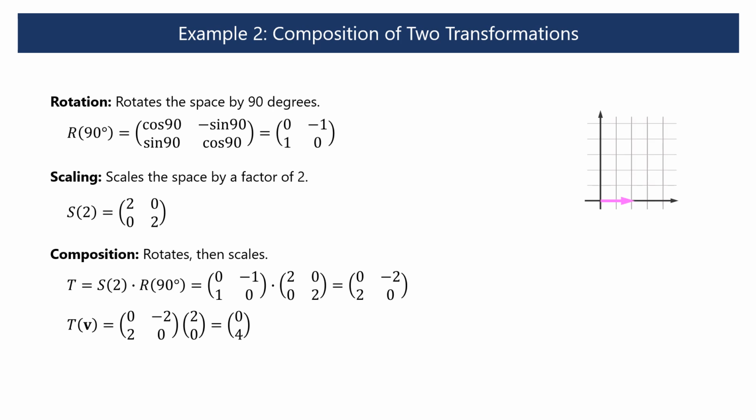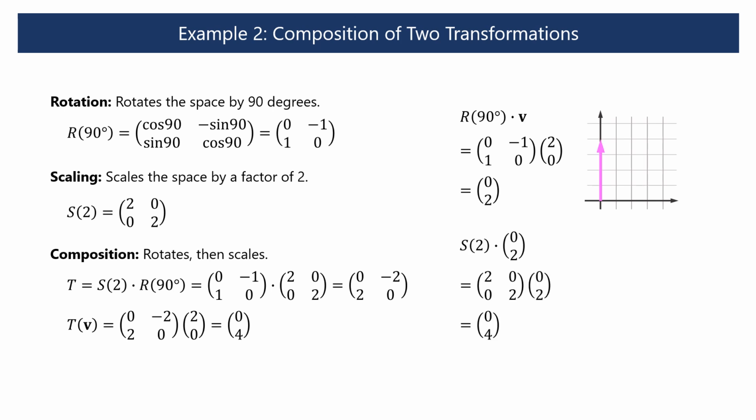Let's confirm that this operation is a composition that rotates, then scales. First, rotate the vector v by 90 degrees. Then, scale the resulting vector by 2. We can see that the resulting vector is equivalent to the vector that we obtain by applying composition.